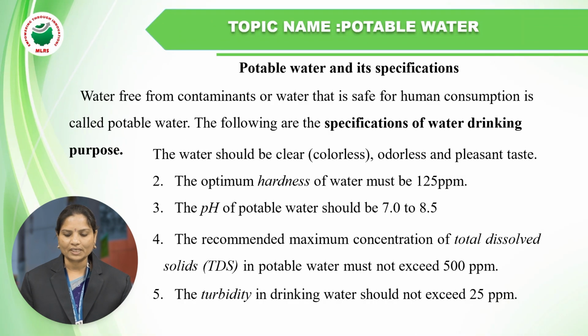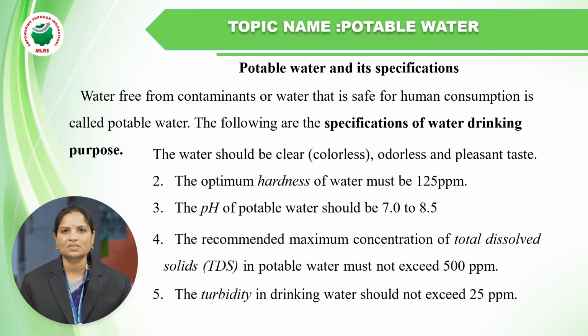So what is potable water? The water which is suitable for drinking purposes is called potable water. It means it does not contain any type of impurities; only then will it be helpful for drinking purposes. So such water is called potable water.